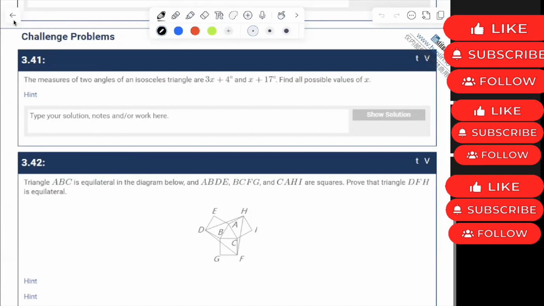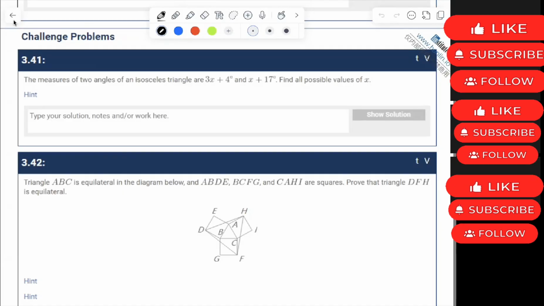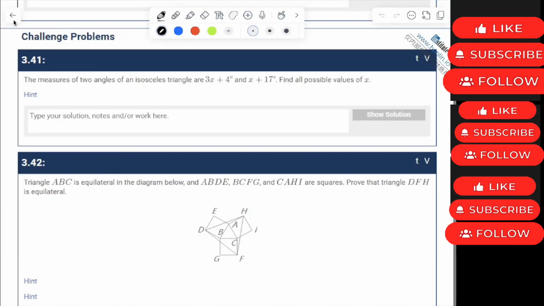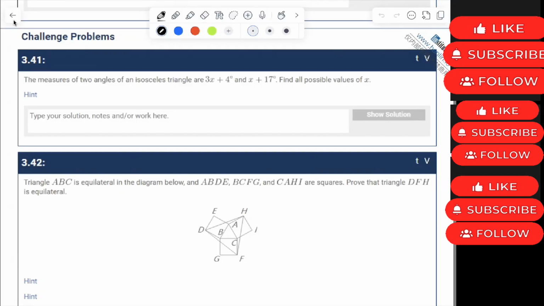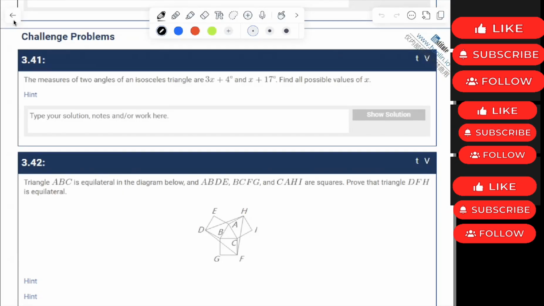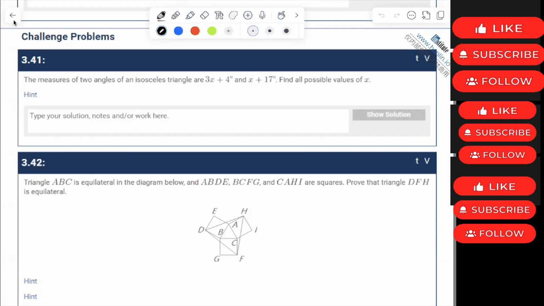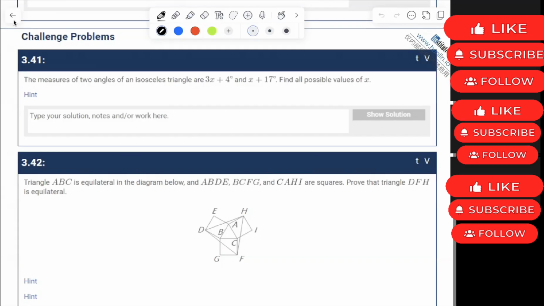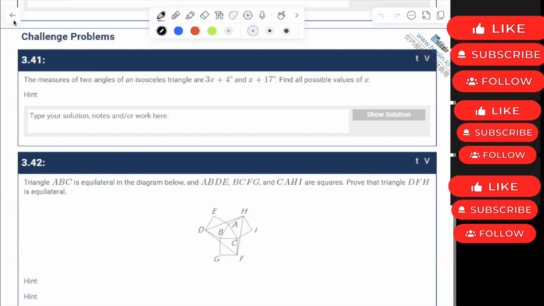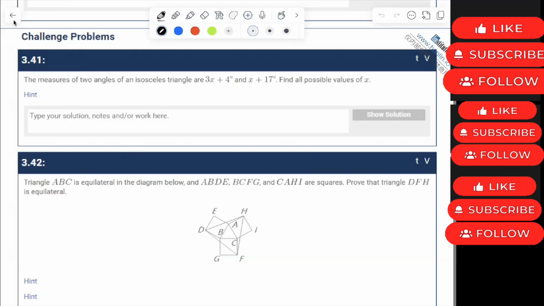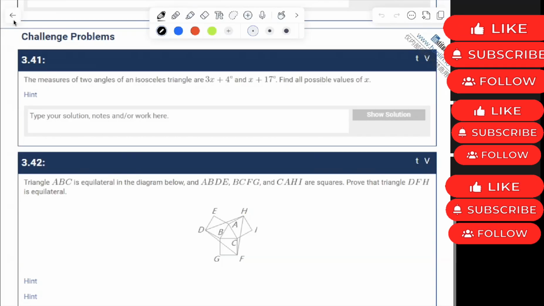Alright, I won't delve into the answers, but they are pretty obvious once you consider two cases, alright? There's basically two cases. The first case is if one of them is a base angle, then x plus 17 is the vertex angle, or 3x plus 4 degrees is the vertex angle, and then you can solve from there. The second case is both of them being base angles.